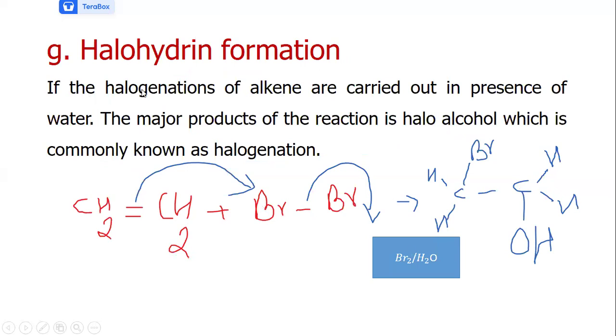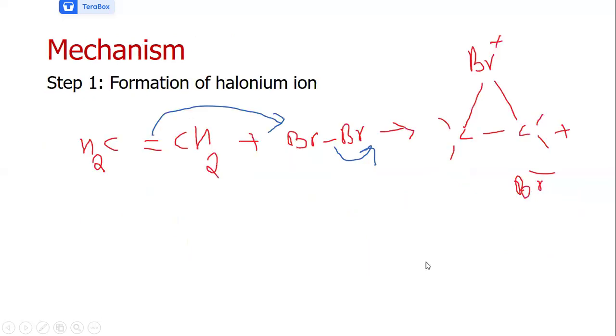Halohydrin formation. If the halogenation of alkenes is carried out in the presence of water, the major product of the reaction is a halo alcohol, commonly known as a halohydrin. This double bond attacks this bromine and the bromide is removed. And this alcohol is produced from bromine and water. Mechanism, formation of the bromonium ion.